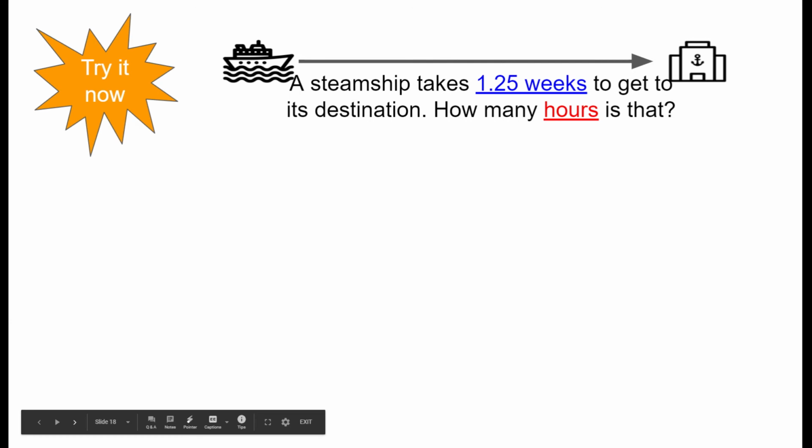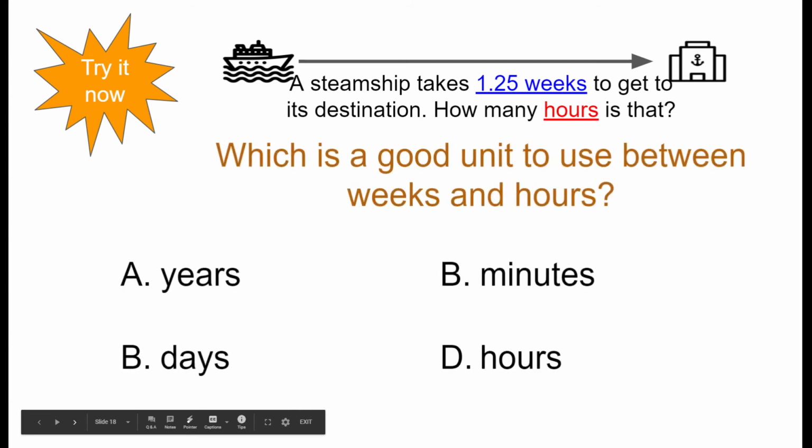All right, try it yourself. A steamship takes 1.25 weeks to get to its destination. How many hours is that? You probably don't know how many hours are in a week off the top of your head, but you do know an intermediate unit. What's a good unit to use between weeks and hours? What's something in the middle that we can connect through?